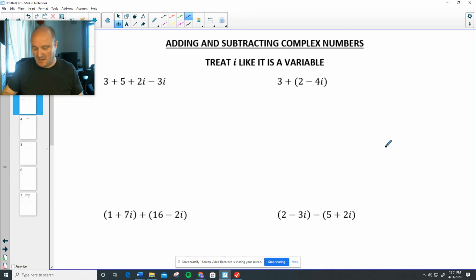Hello, Mr. Ruth here. Our next lesson here is on adding and subtracting complex numbers. Again, a complex number is a number with an imaginary component, so a complex number might be 4 plus 3i.